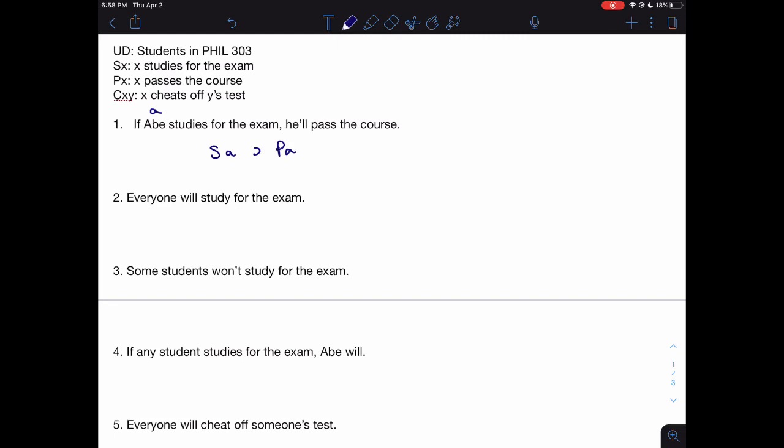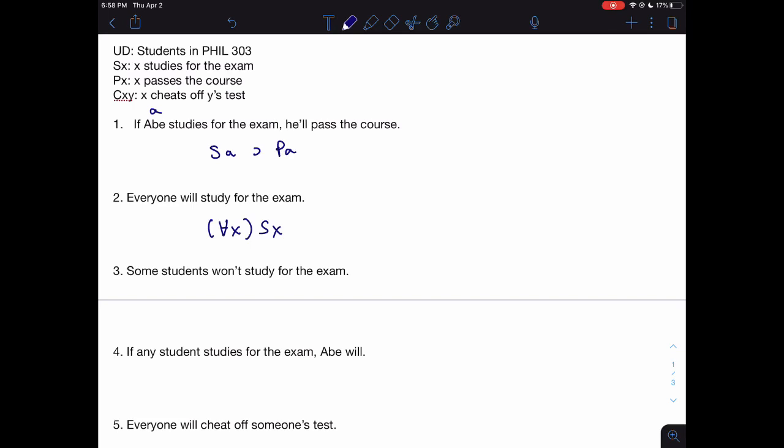Okay, now let's move on to the next sentence. Everyone will study for the exam. So here we're going to need the universal quantifier. And what to do is you write for all x, so for everything in the universe of discourse, so all the students in Phil 303, Sx. So for all x, x studies for the exam.